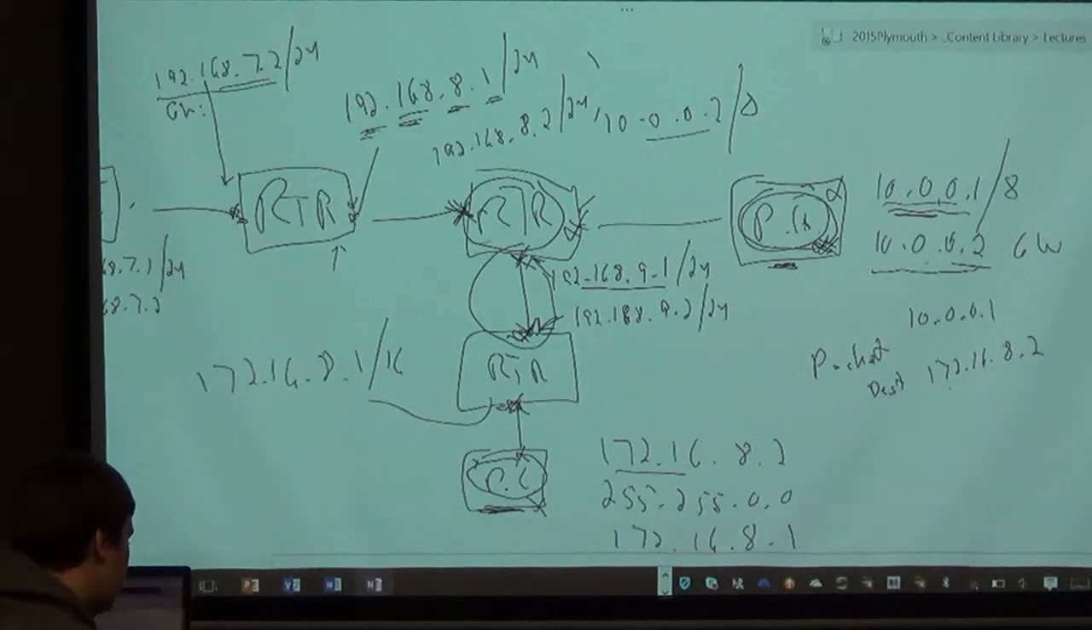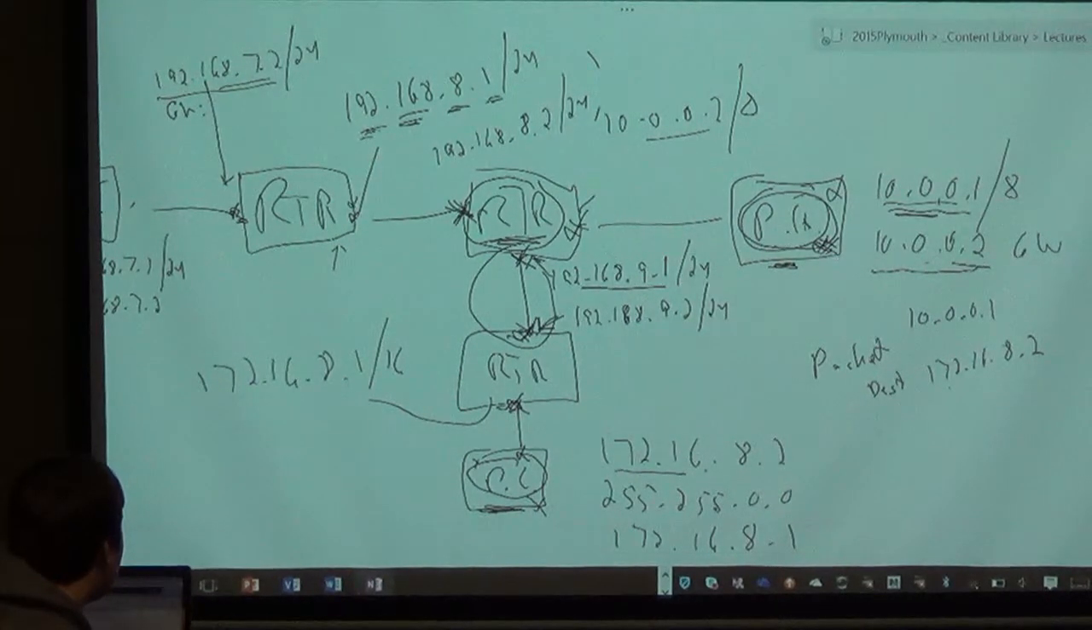This router here in the middle, does it know where the 172 IP address is, or the 172 network? Does it know? No. So it's going to send it where? Its default gateway, which is going to be one of two things. Its default gateway is going to be either what or what?